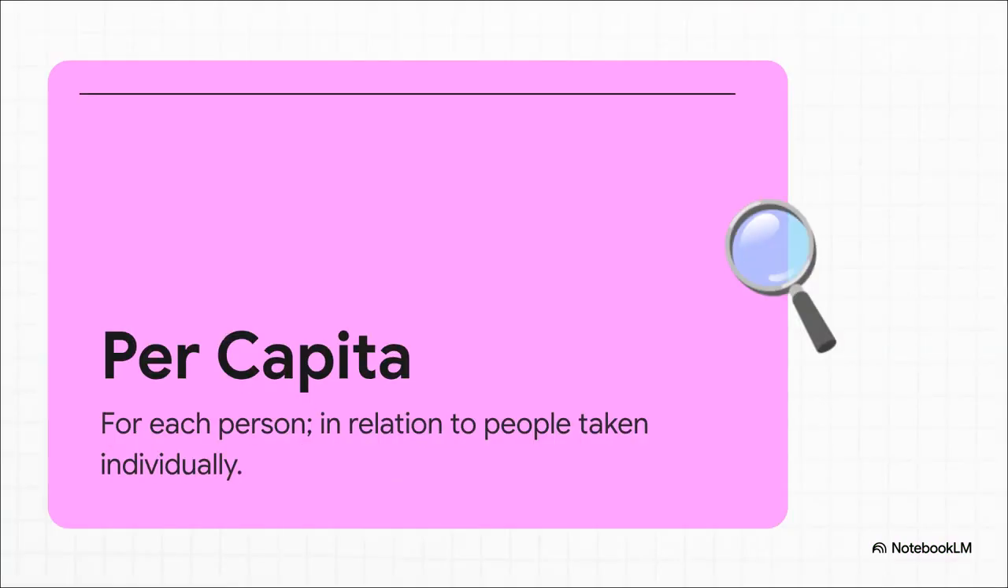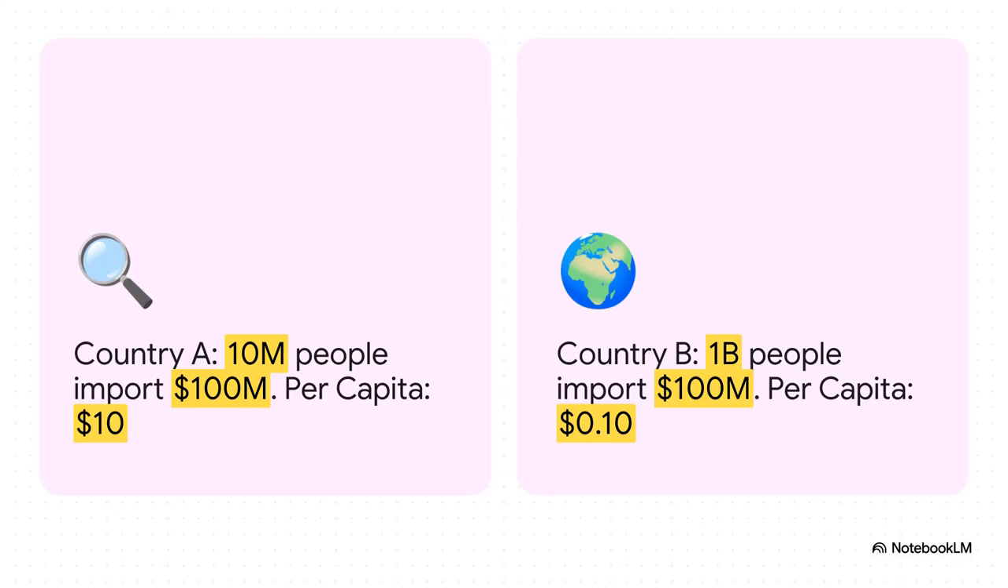So, to get a much clearer view, we need a different tool in our toolbox. And that tool is per capita. It sounds kind of fancy, but it's a really simple and powerful idea. It just means for each person. So instead of looking at the gigantic total, we're going to break it down and see how much that is for each individual. Okay, let me show you exactly why this matters so much.